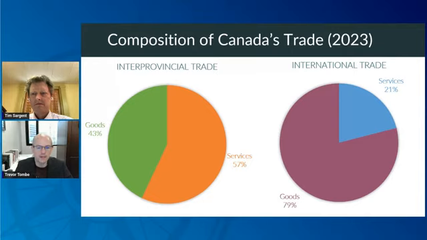So here's the latest data for 2023. On the left, you see interprovincial trade, where services are about 60% of the total value exchanged across provincial boundaries. Whereas in international trade, it's about 80% goods, 20% services.